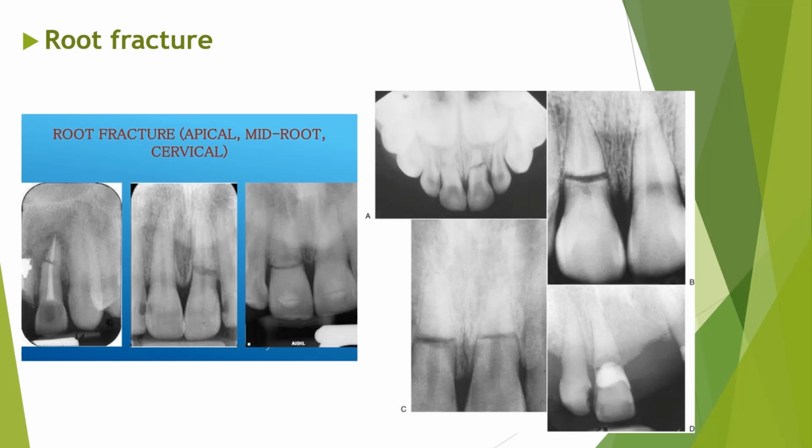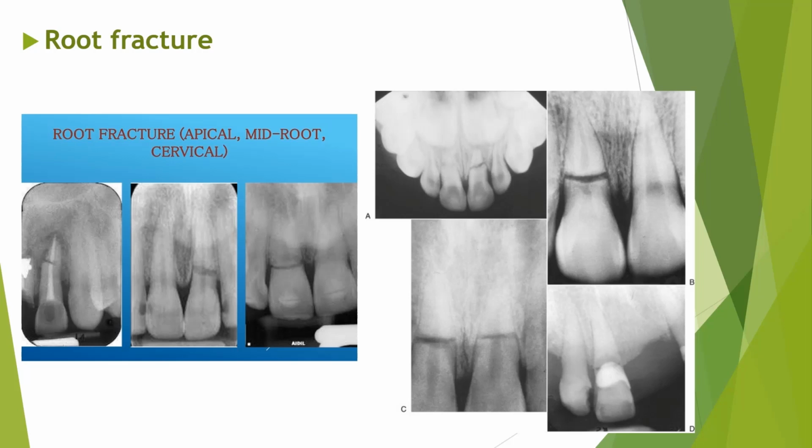In cases of root fracture of permanent teeth, in this condition, the treatment plan will depend on the level of the fracture line in the root. Is it in the apical portion? Is it in the middle root area, or in the cervical area of the root?